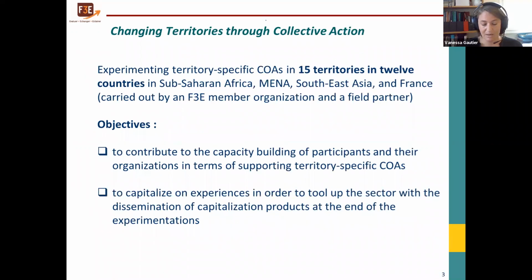On this, we've been implementing since 2019 an initiative called Change Territories Through Collective Action. We experiment with those approaches in 15 territories, trying to enrich them based on the idea that social change can be more easily experienced at a small scale. And you can read through the main objectives.